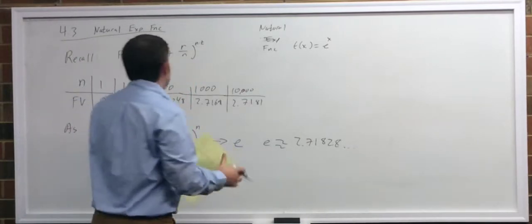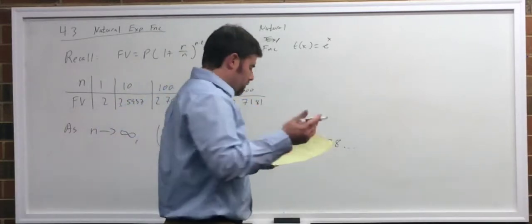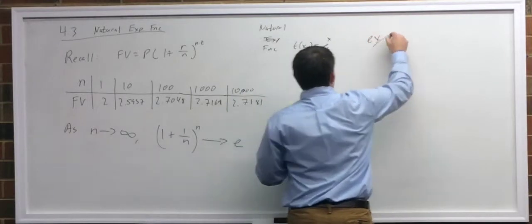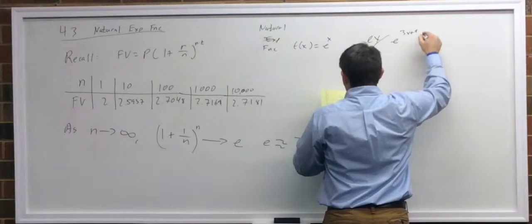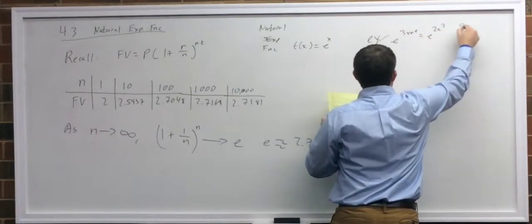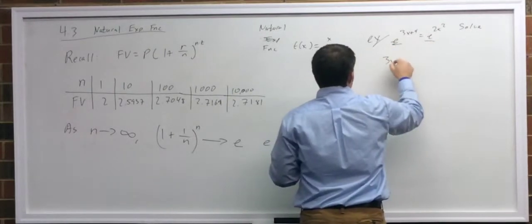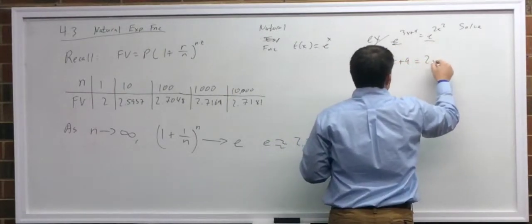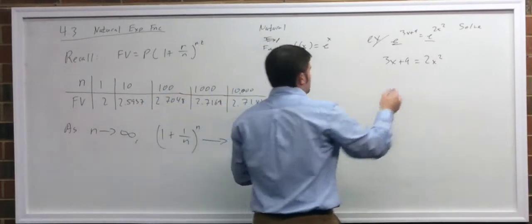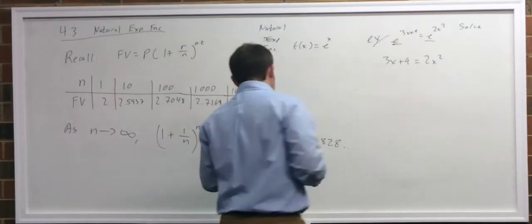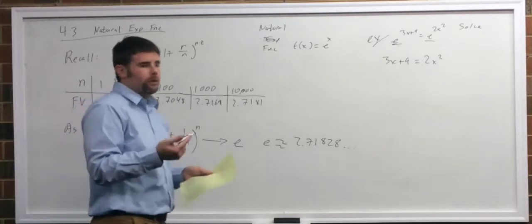Dealing with a natural exponential function is the same as dealing with any other exponential function. The rules are the same, so if I gave you something like e to the 3x plus 9 equals e to the 2x squared and told you to solve, well, the bases are the same, so we do it the same way we've done before, and that's just set your exponents equal and solve from there. And obviously you guys know how to solve this.